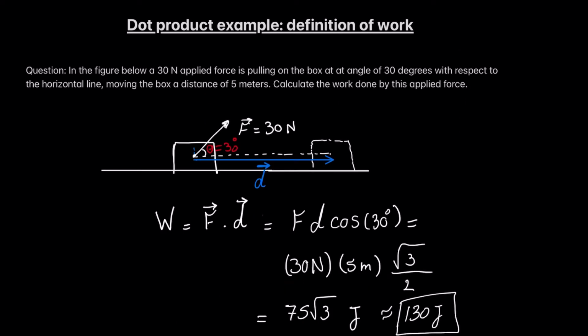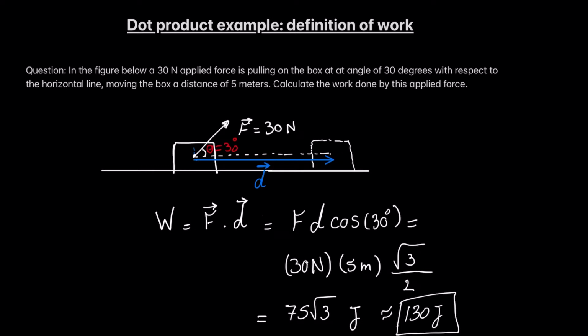We're going to go through an example together. An example where the dot product shows up in physics is the definition of work. We actually define work in physics using the dot product. So here's a question. In the figure, we have a box sitting on the ground, and there is an applied force pulling on the box at an angle of 30 degrees with respect to the horizontal, moving the box a distance of 5 meters. Calculate the work done by this applied force.